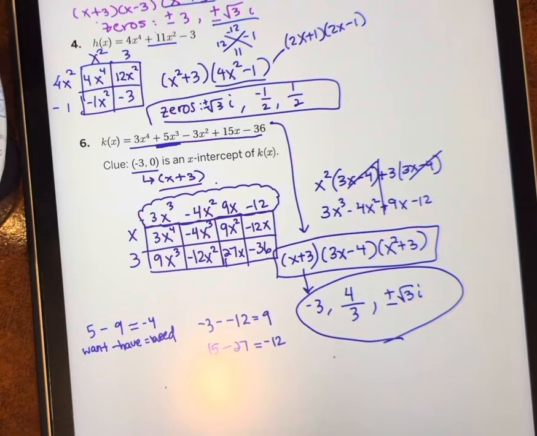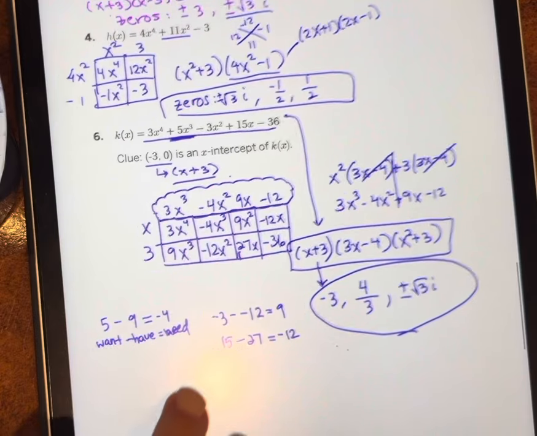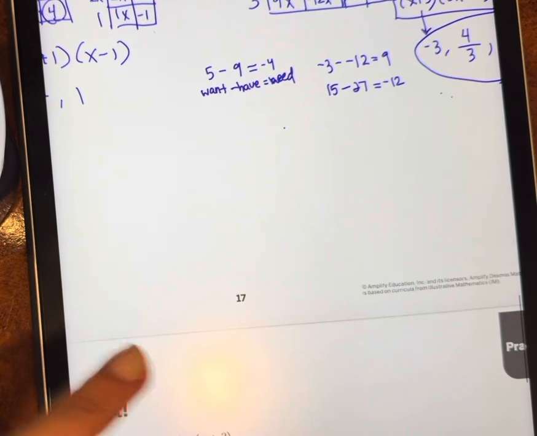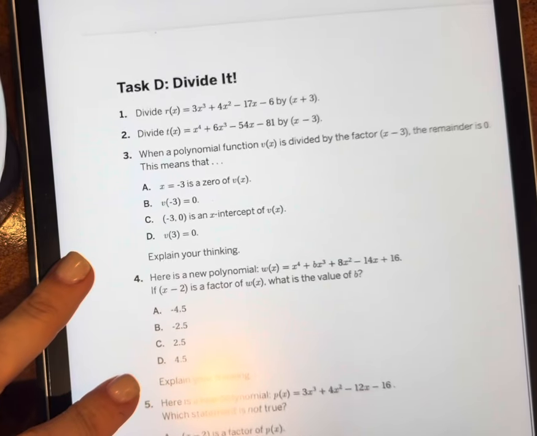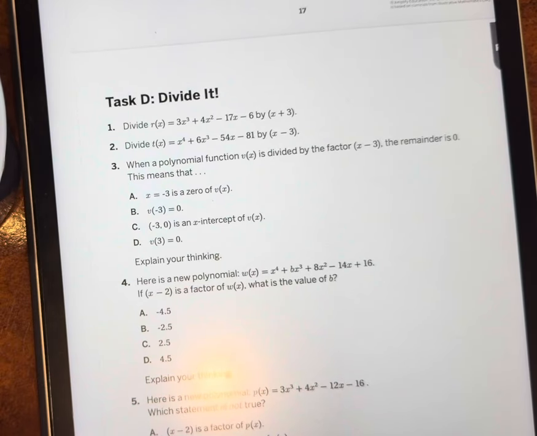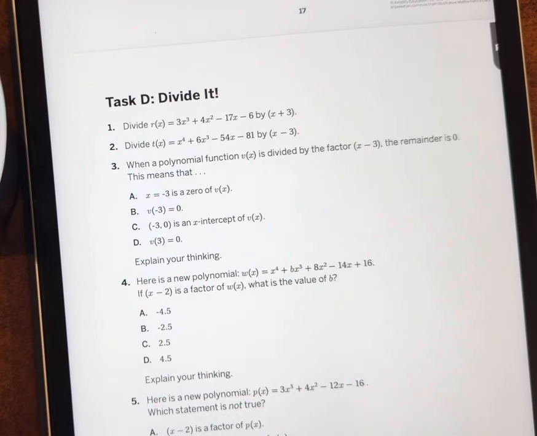There's the zeros. Okay, I feel like at 35 minutes I should stop it. But at the same time, this is the last task. But also looks long. Divide, divide. What does it mean? Here's a polynomial. What is it? Yeah, this looks long. I'm gonna stop here. I'm gonna stop.